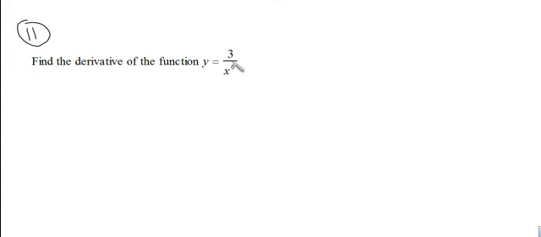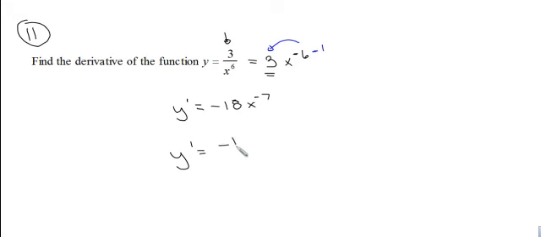Okay, find the derivative of the function. To find this derivative, we're not going to use the quotient rule because 3 is a constant. When it's a constant, it's just easier to rewrite it. So I'm going to rewrite it as 3x to the negative 6. That makes 3 a coefficient. So when I'm trying to find the derivative, I just leave it alone. So I'm going to multiply 3 times negative 6 and subtract 1. So that's going to give me negative 18x to the negative 7. So my derivative is negative 18 over x to the 7th.